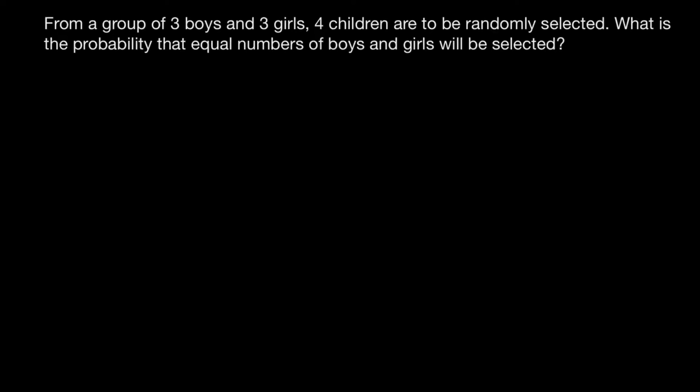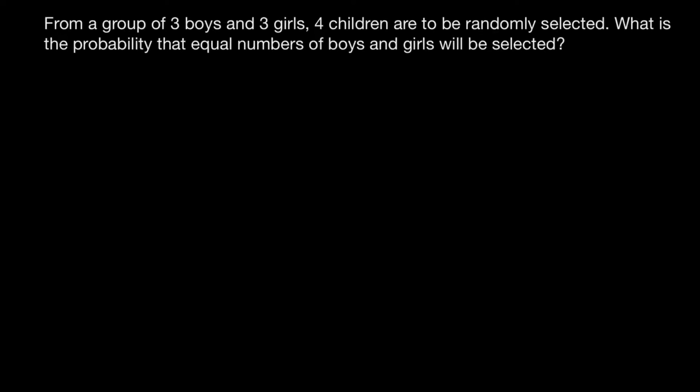So here's a problem. From a group of 3 boys and 3 girls, 4 children are to be randomly selected. What is the probability that equal numbers of boys and girls will be selected? As usual, I recommend you pause the video here, try to solve this problem on your own first, and when you are ready, you can run the video again and compare your answer with my answer and explanation.